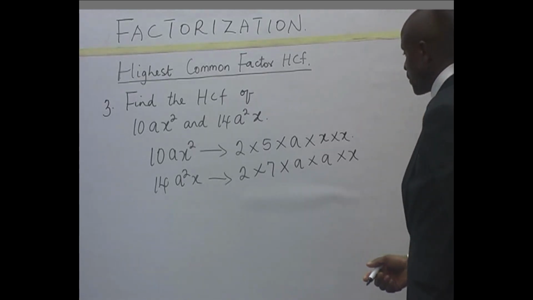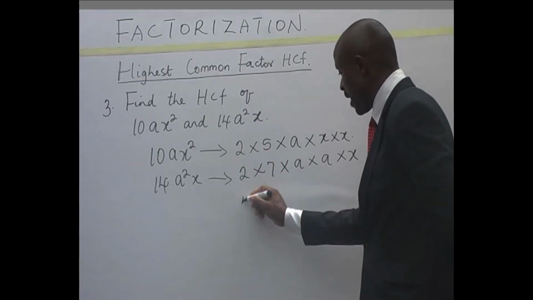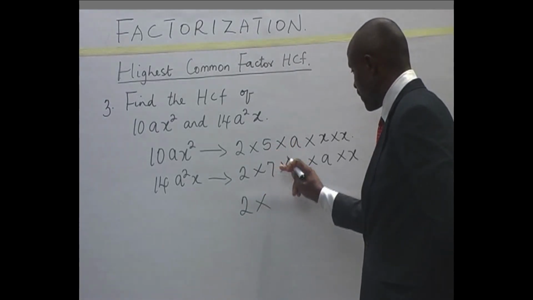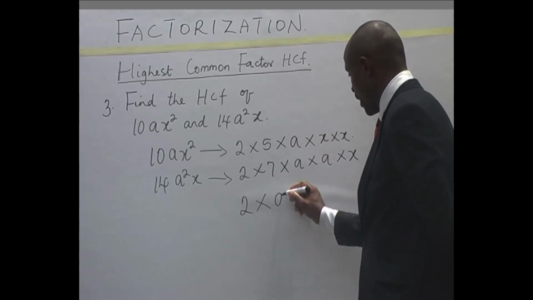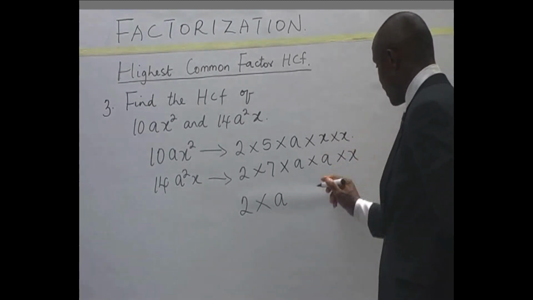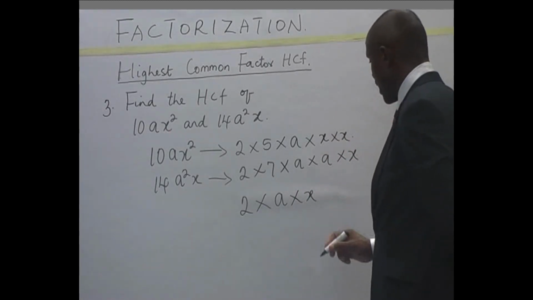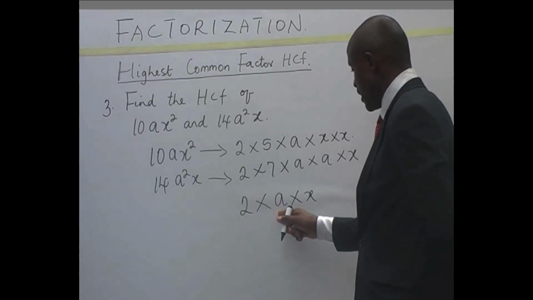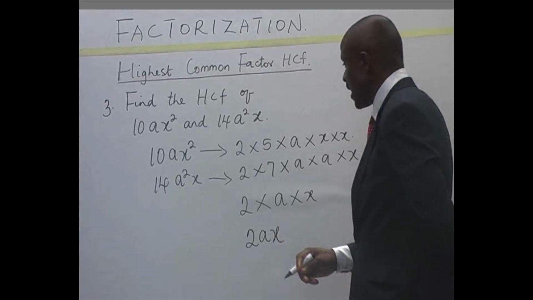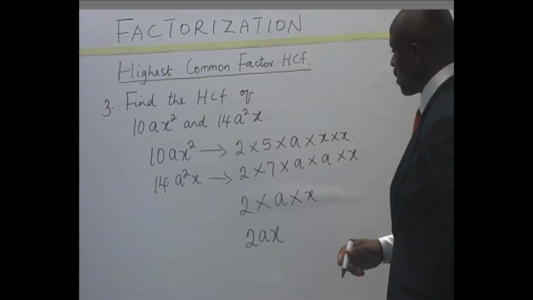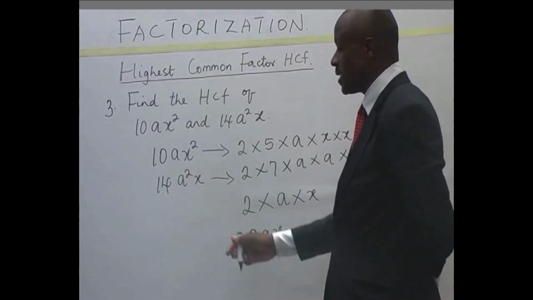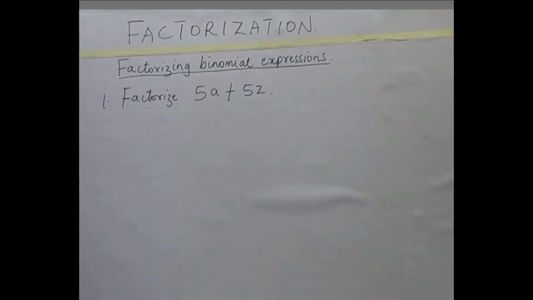Now look into their common factor. You have 2 here, you have 2 here. Bring down 1, 2. Times, you have 5 and 7, they are not common. You have a, bring down 1a. x and a are not common. The next is x and x. So bring down 1x. 2 times a times x will give you 2ax. And that is the HCF, highest common factor of 10a x squared and 14a squared x.